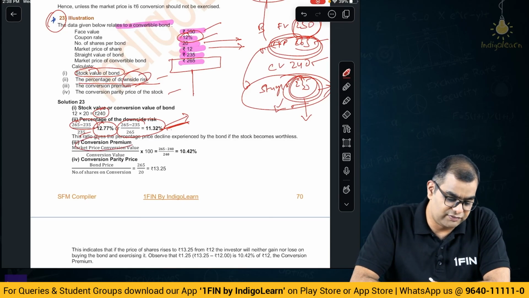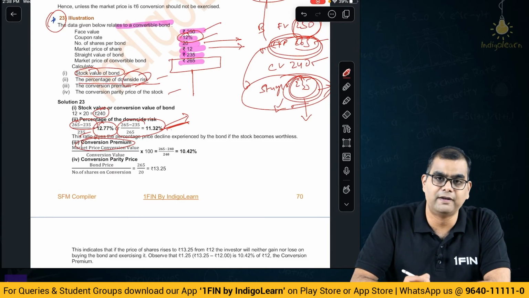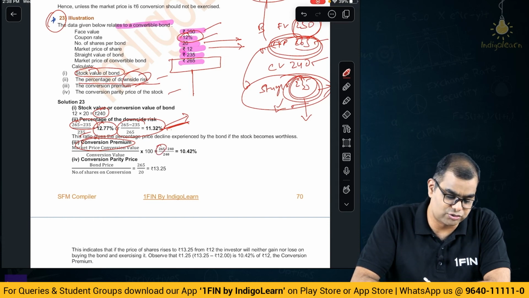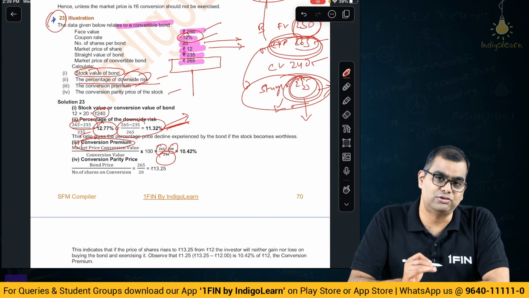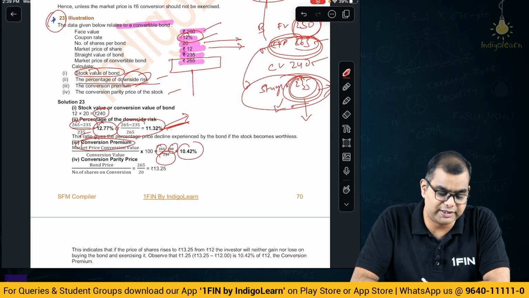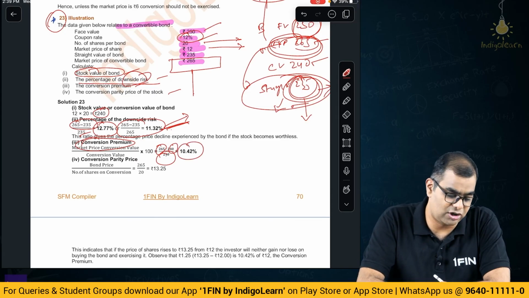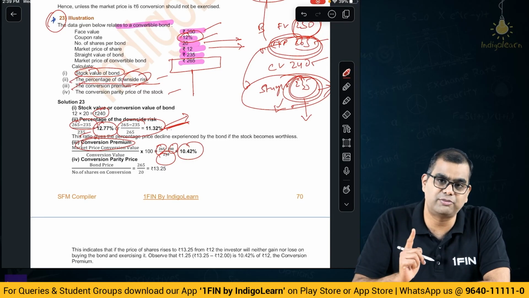Okay. Next, what is the conversion premium? Conversion premium is what we already discussed. Whatever is the value that you will get on conversion, the equity value, the conversion value, that is one number, and whatever is the current market price of the particular bond. So, the current market price of the bond is 265. When you convert into equity, you get 240. So, the premium that you are getting over the conversion value. So, conversion premium is premium over the conversion value. So, 265 minus 240 divided by 240, you will get 10.42%. So, this is the second concept that you have to learn: what is the conversion premium? First one is, what is the percentage of downside risk, which is computed from the straight value.